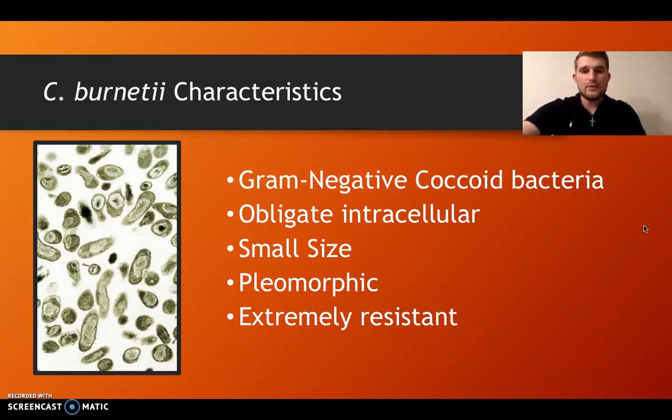A couple characteristics. It's a gram-negative coccoid bacteria. It's obligate intracellular, and it's pretty small. It's about 0.2 to 0.4 micrometers wide, and about 0.4 to 1 micrometers long. It's pleomorphic, and it's extremely resistant. It's pretty resistant to standard disinfectants, UV light, osmotic pressure, and high temperatures.